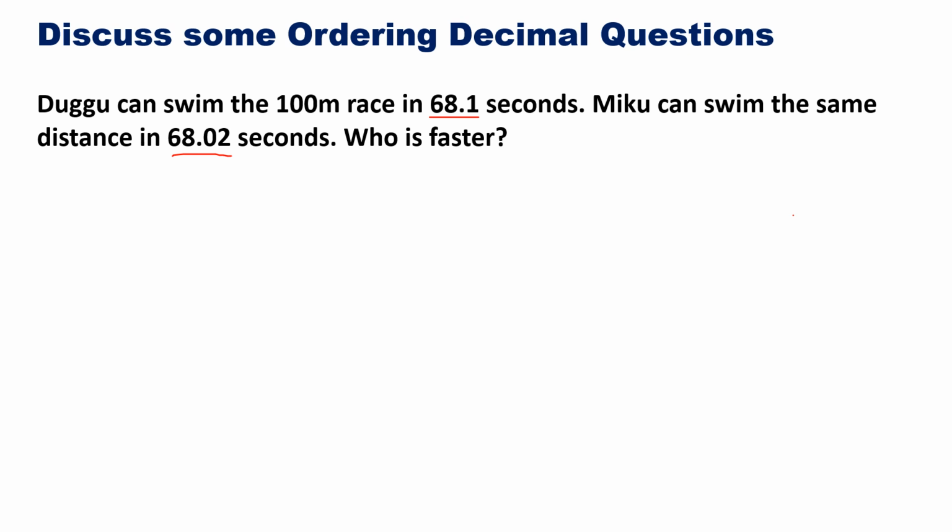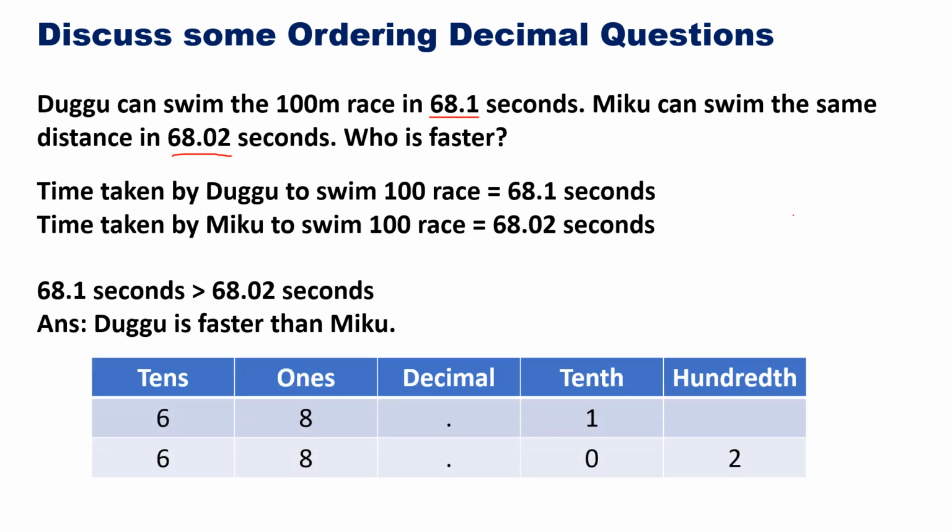For that, again we have to compare each and every digit. So again we'll make the chart. In the tens place 6 is there. In the ones place 8 is there. But in the tenths place 1 is there and here 0 is there. As 1 is greater than 0, that means 68.1 seconds is greater than 68.02. So 68.1 seconds is the time taken by Duggu, so Duggu is faster than Miku. So like this, we'll compare each and every digit. After that, we'll come to know which is the greater number.